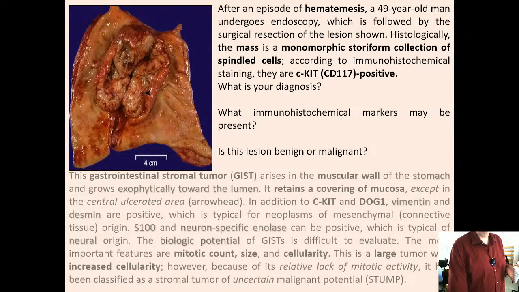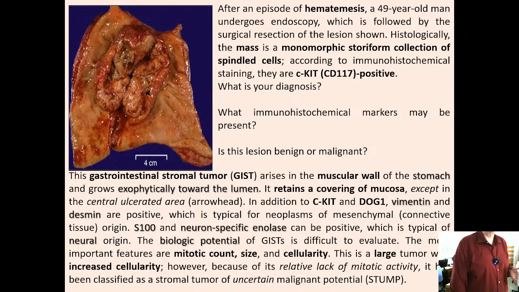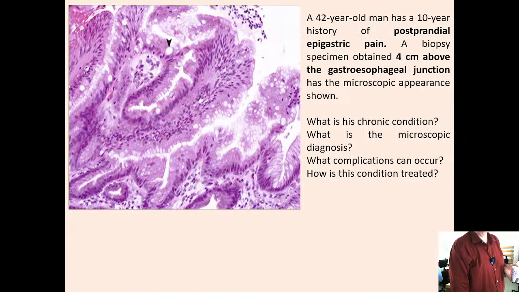This is another tumor, not of epithelial origin. However, it can protrude from the wall of the stomach, develop into the lumen, and become ulcerated. This is not epithelial. It's a gastrointestinal stromal tumor.